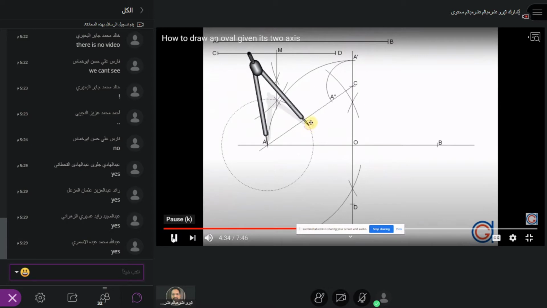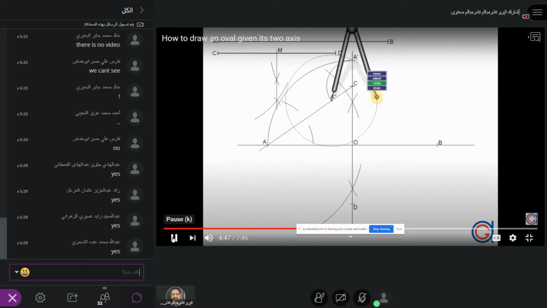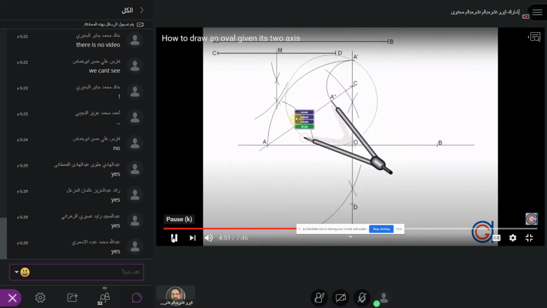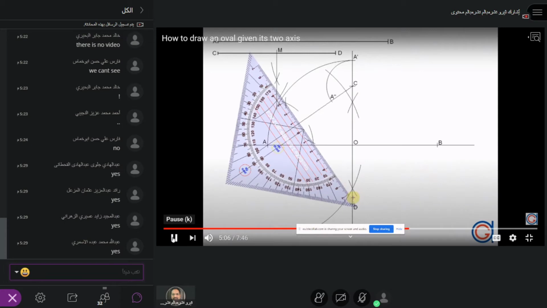The next step is to calculate the perpendicular bisector of the line segment A2. To do this, we use the first method, drawing two intersecting arcs above and below the line segment A2, as can be seen here in the video. We try to keep these arcs as small as possible so as to not clutter the drawing. So now we draw the perpendicular bisector, which will intersect our two axes at points O1 and O2, as can be seen here in the video.